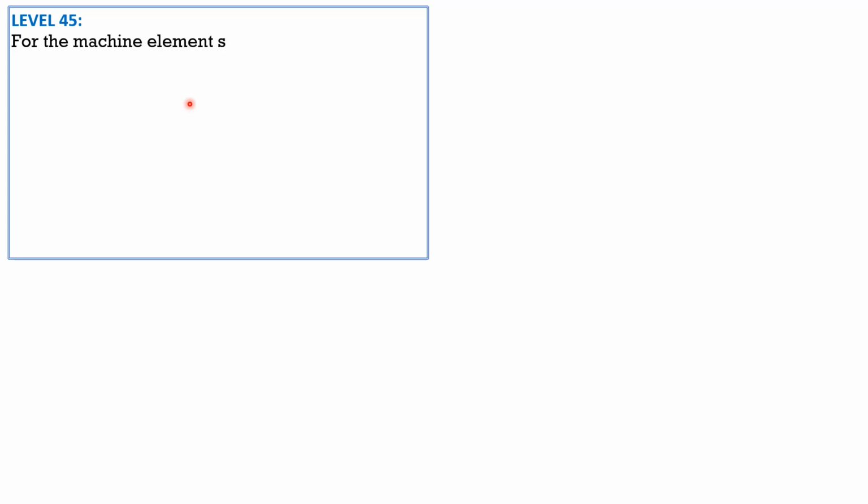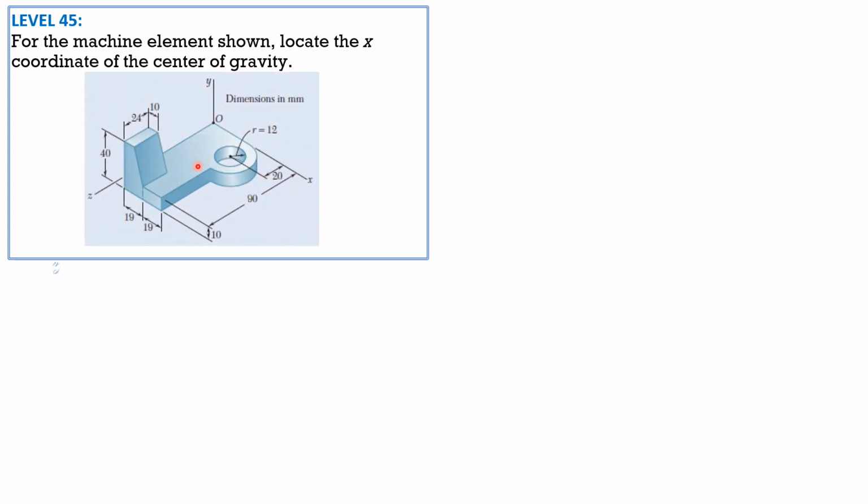Level 45. For the machine element shown, locate the x-coordinate of the center of gravity. For the solution, let's consider this big rectangular parallelepiped as element 1, this element with semicircular section as element 2, then this one to be removed as element 3, then element 4 for this rectangular parallelepiped, and element 5 for this triangular wedge.